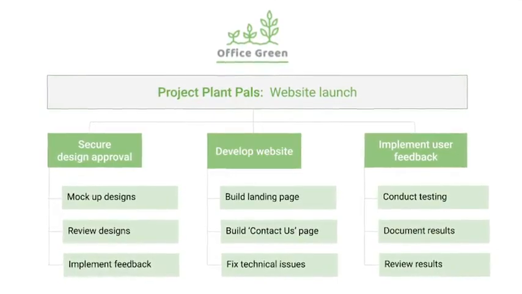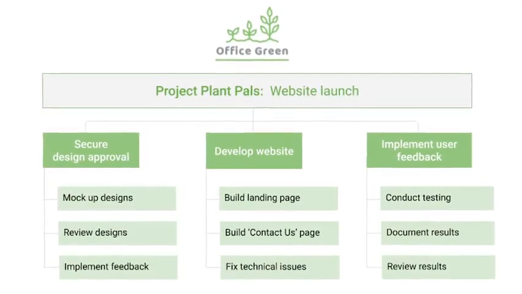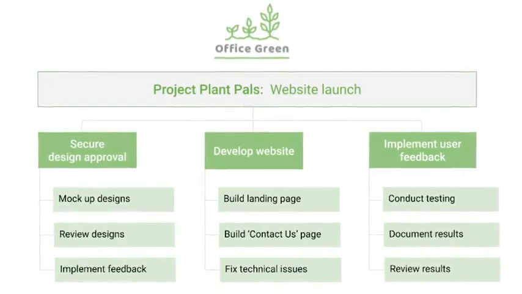At the third level of the chart, we can see each of those milestones gets further broken down into a series of project tasks. For example, tasks listed beneath your design approval milestone include mocking up designs and collecting feedback. This is a very simple example of a work breakdown structure. Here, we've only created a work breakdown structure for a new website, which is just one of the Project Plant Pals deliverables.